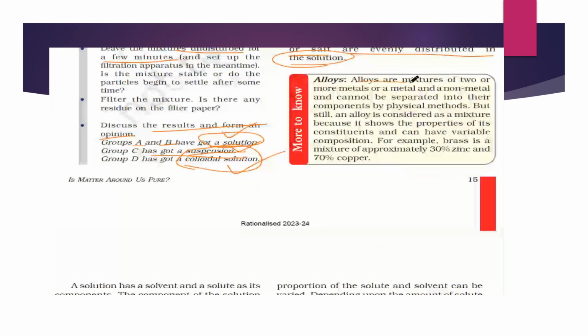Alloys are also a mixture of two or more metals, or a metal and a non-metal. They cannot be separated into their components by physical methods, but still an alloy is considered a mixture because it shows the properties of its constituents and can have variable composition. Like brass, which is a mixture of 30% zinc and 70% copper. Both the zinc and copper properties are present in brass. So it is a mixture of zinc and copper. Is it clear to all of you?